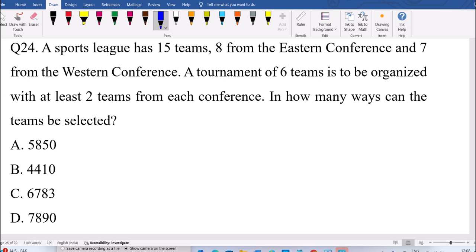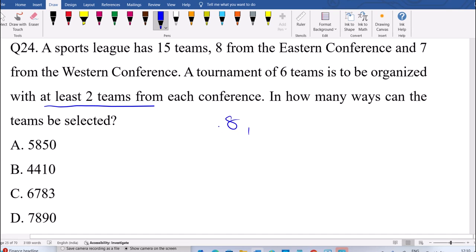Try. I don't say this question is difficult, but it is time-consuming because you need to do that calculation. What is 8C3 or 8C2 or 8C4? All those permutation and combination calculations, we need to be good at from a calculation point of view. 6 teams need to be selected, minimum 2 from each conference, right? So we have 8 and 7. We need 6. Okay, minimum 2 from each.